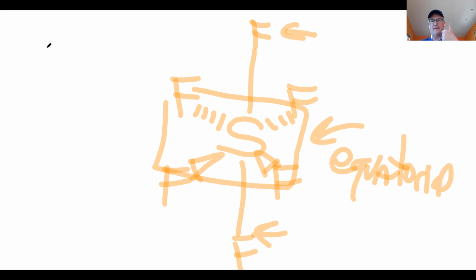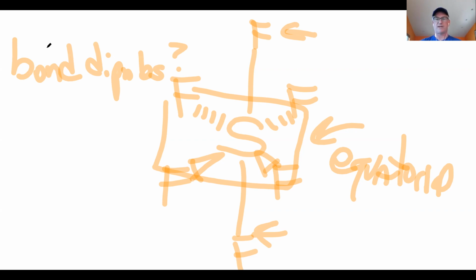So, do we have dipoles in this structure? Do we have bond dipoles? Are there bond dipoles? What's the electronegativity of S? Sulfur is around 3.3 or so. It's a little less than oxygen. I think it's around 3. So yes. And fluorine is 4. So all of those bonds are going to be polar, every single one of them.